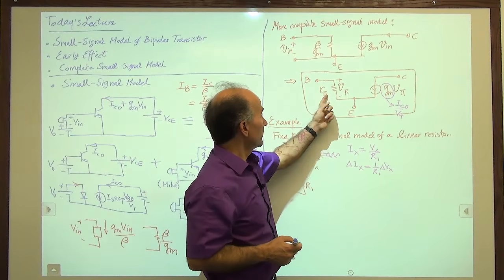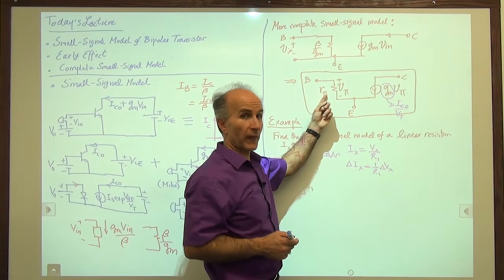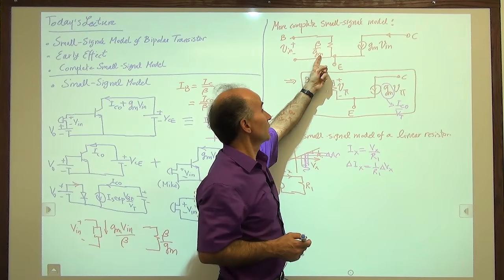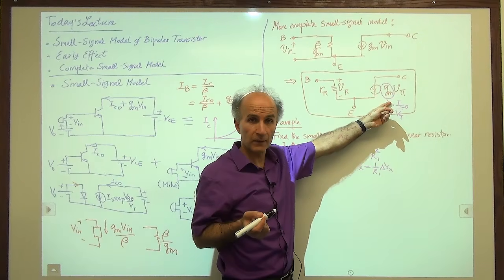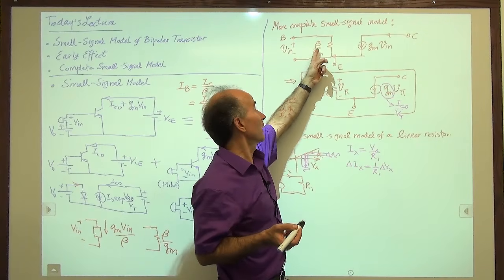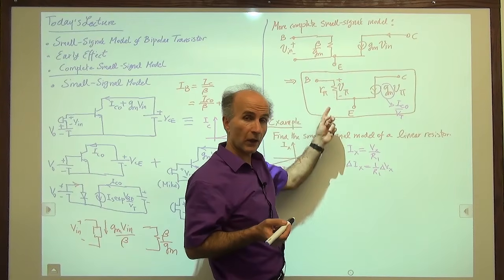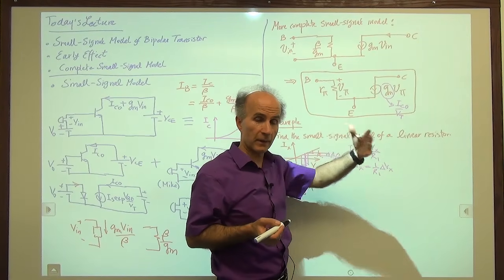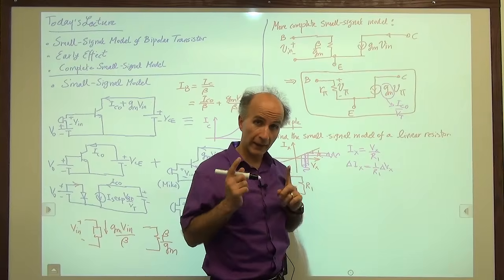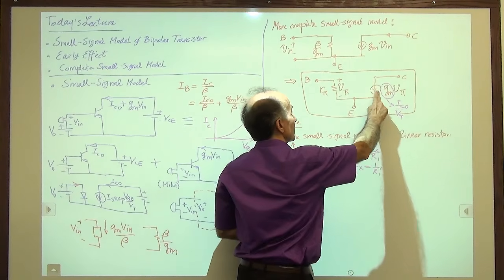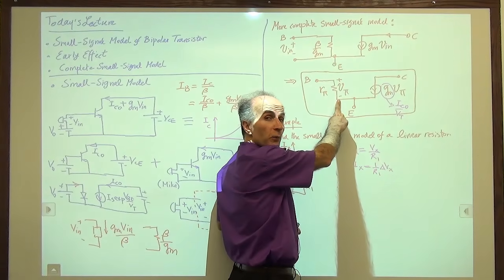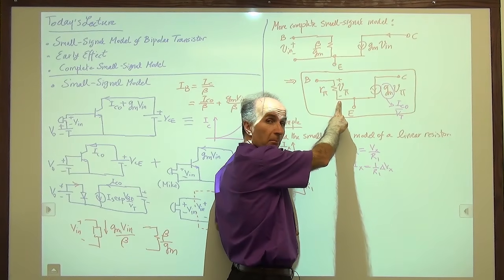All right, how about R pi? We also know that because that's just beta over GM. So if we calculate GM to be 1 over 26 ohms, and beta is 100, then R pi will be 2,600 ohms. So the key idea here is that to find the small signal model, we first need to calculate the bias conditions.